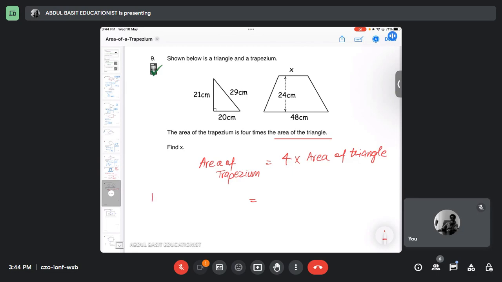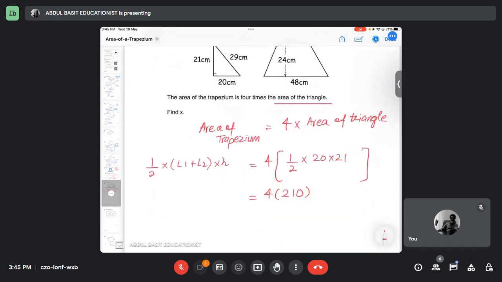Area of the trapezium is equal to 1 by 2 into L1 plus L2 times height, and it is 4 times the area of the triangle. Area of the triangle is 1 by 2 times base into height, which is 20 into 21. So can you please do this calculation for me? 20 into 21 divided by 2. The answer is 210. Then multiplying by 4, it is 840.